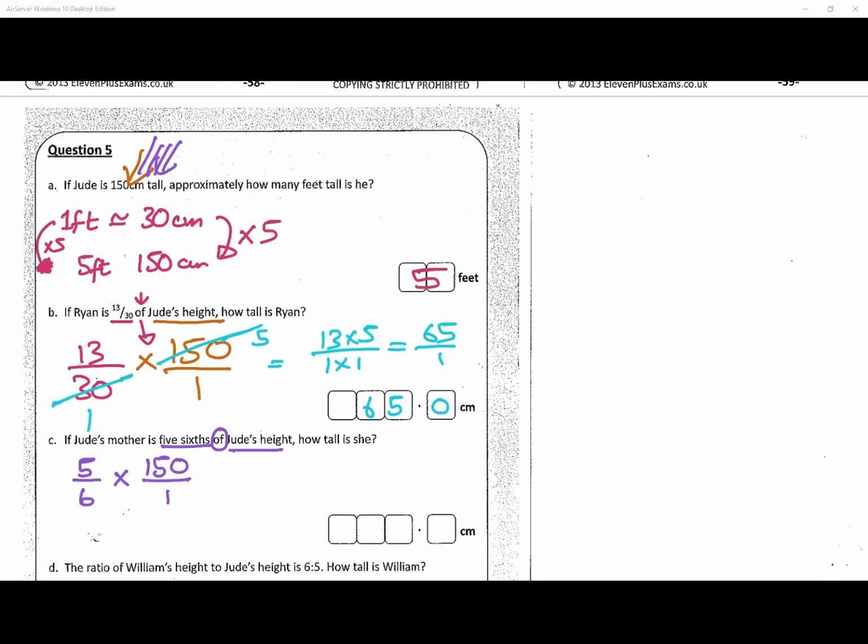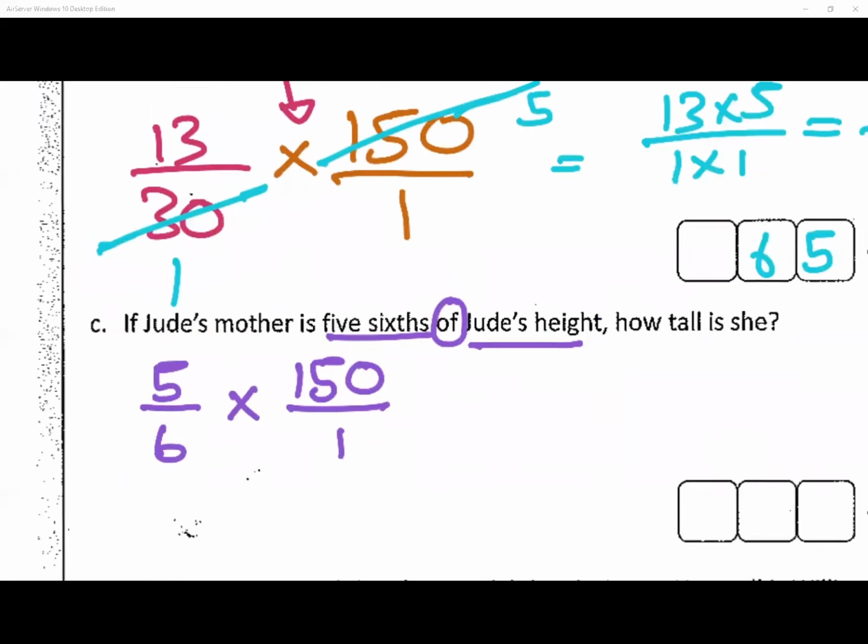Can we do any more cancelling? You can cancel 150 and 6. What should we divide them by? We should divide them by 3. How many 3s go into 150? 50. So we're left with that now.